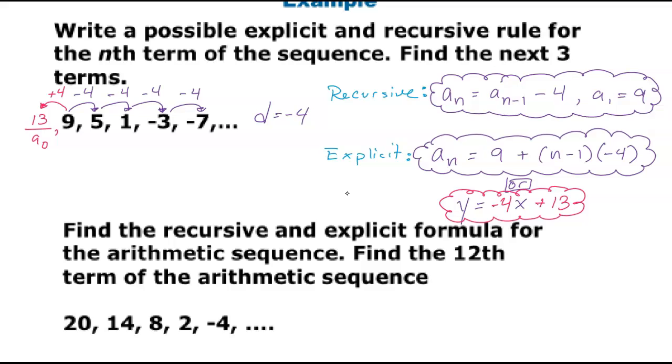So the next 3 terms, what is a sub 6? And a sub 7? Good. It took me a second, but these are the next 3 terms.